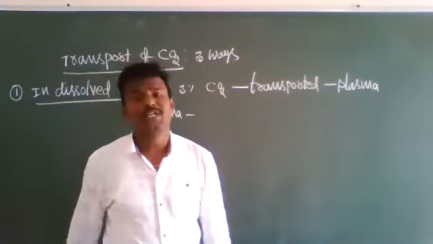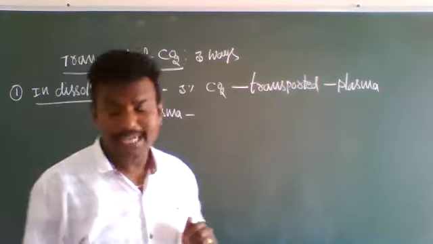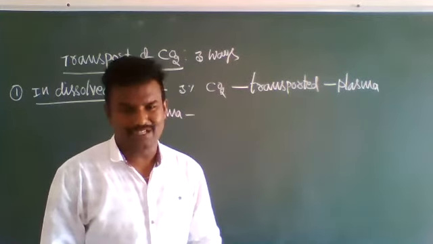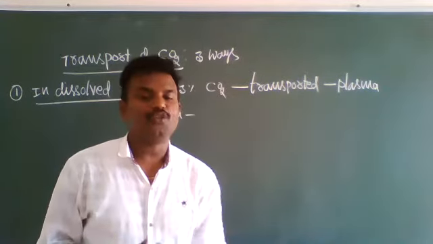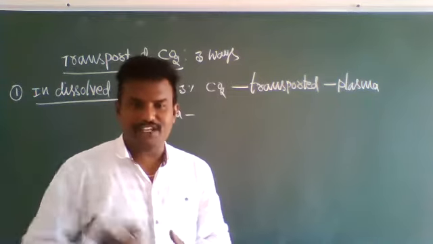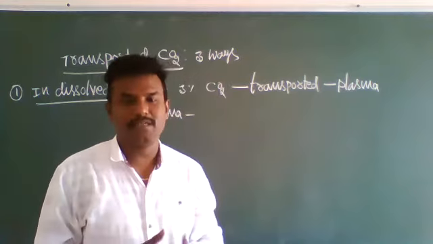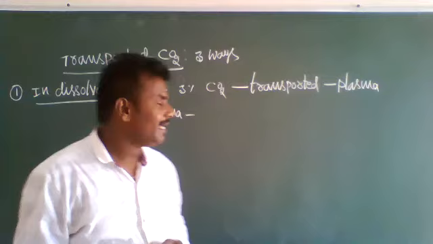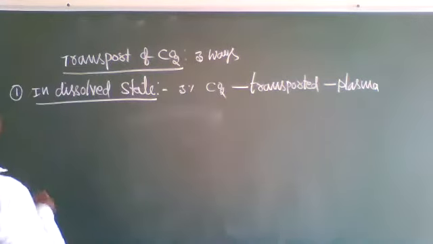So this plasma also transports some amount of carbon dioxide, that is 3%. Yesterday we discussed that oxygen also has 3% transported, from alveoli to the heart to the tissues. In reverse direction, 3% of carbon dioxide from the tissues to heart to lungs is transported through plasma in dissolved state. Okay, that is one statement. Next one.